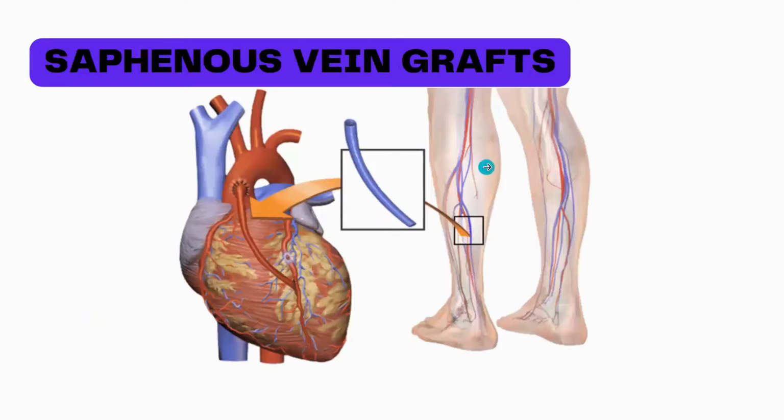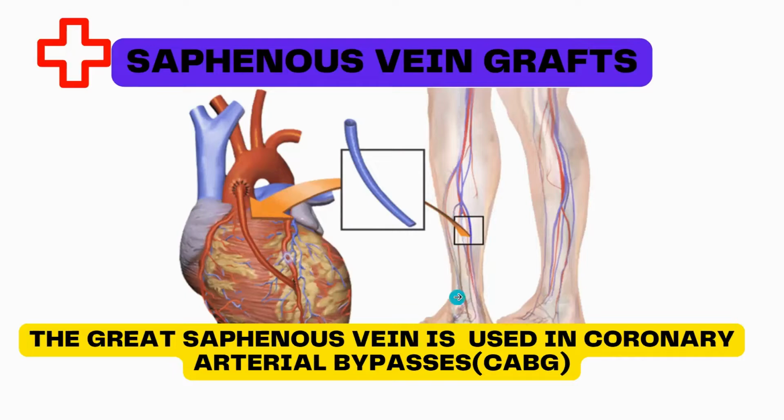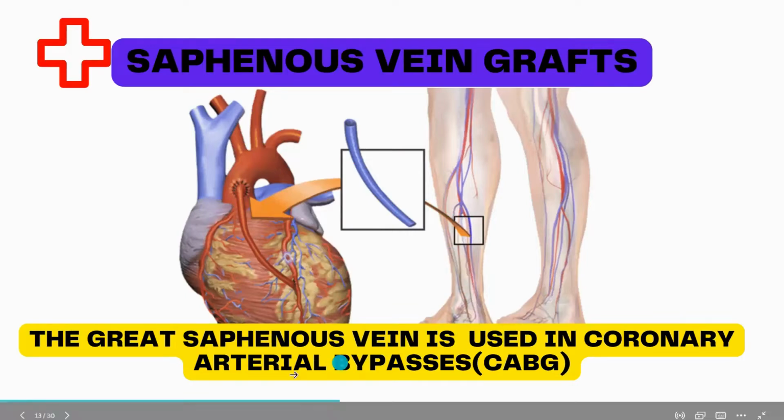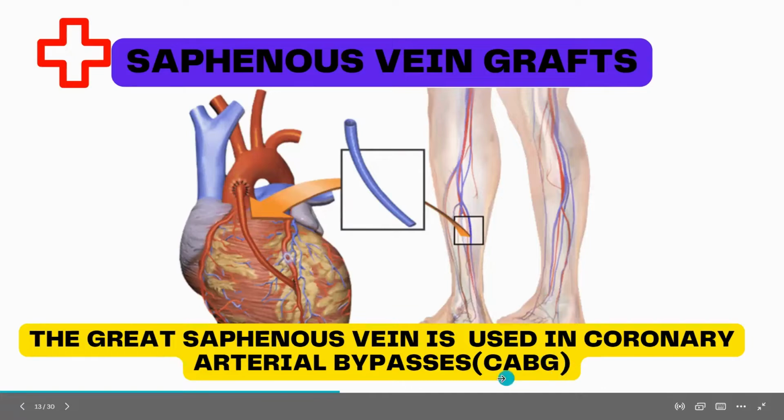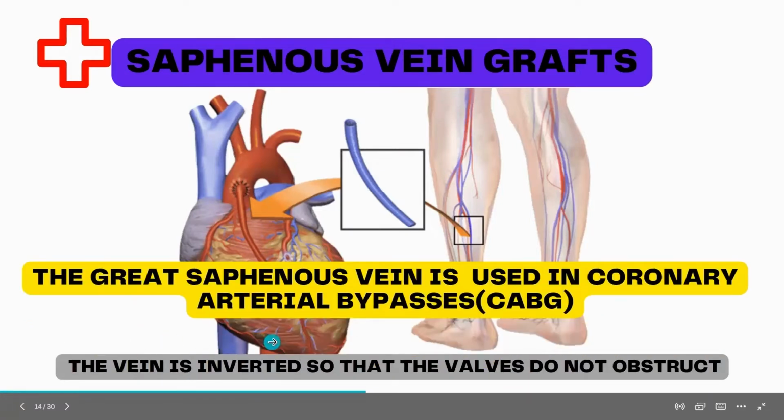And here this is a picture of the saphenous vein graft. This is our saphenous vein, and here this is our coronary artery, and here you are performing coronary artery bypass surgery, and here you are using a venous graft that is taken from the great saphenous vein. So the great saphenous vein is used in coronary artery bypass, or its short form is CABG, coronary artery bypass graft surgery. In this surgery, the vein is inverted. Why is it inverted? It has various valves, so the valves do not obstruct the flow.